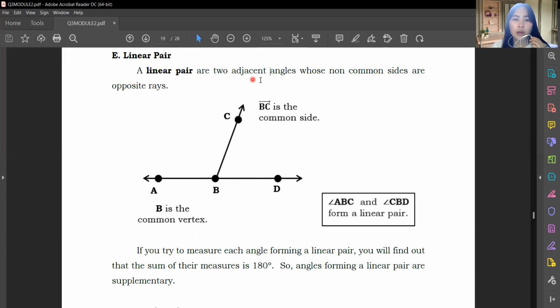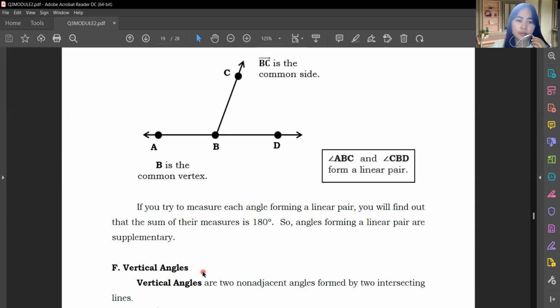So a linear pair is two adjacent angles whose non-common sides are opposite rays. So our adjacent angles here are angle ABC and angle CBD. Now, angle ABC and angle CBD form a linear pair. Therefore, their measures sum to 180 degrees. Therefore, angles forming a linear pair are supplementary angles.